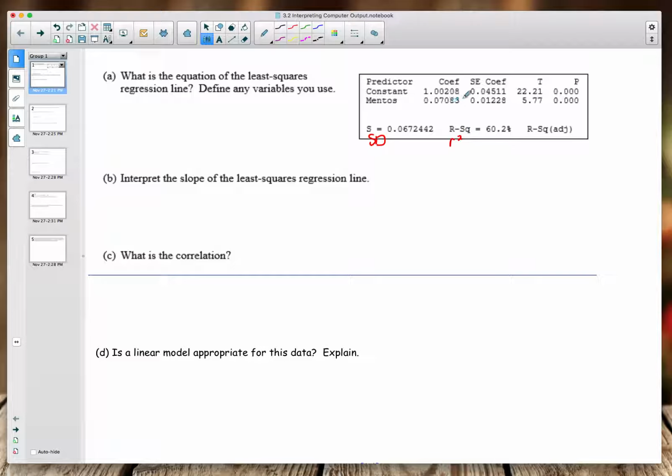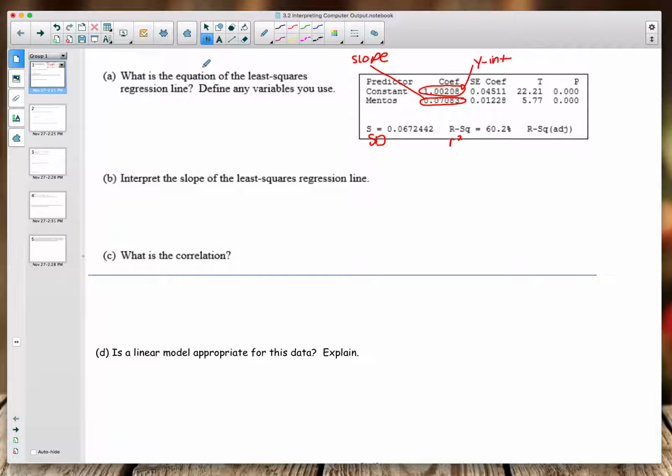Your slope is going to be this number right here. Okay, so that is your slope. And your y-intercept is actually going to be the top number. So that is your y-intercept. Okay, and so anytime you have a computer output that looks like this, those numbers here, that's what you're going to be looking at. You can ignore pretty much the rest of what they give you.